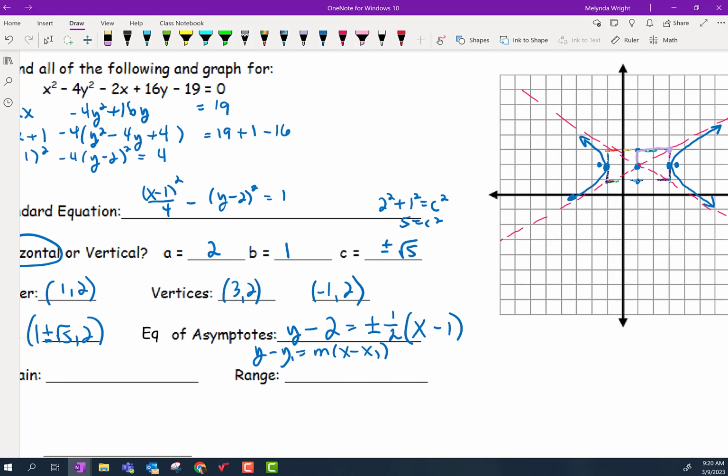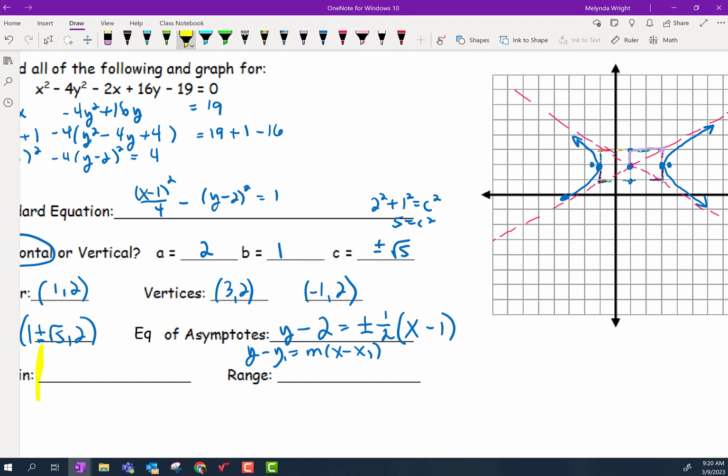So my domain is going to be negative infinity to -1, and -1 is included. It's actually a point, there's a vertex there. Then I don't have anything included in the middle. And then I get to the other vertex, which is at 3 and goes to infinity. That's the domain. My range is negative infinity to infinity. Okay.